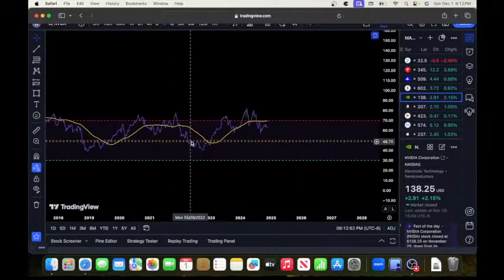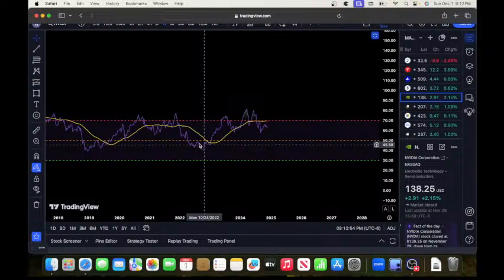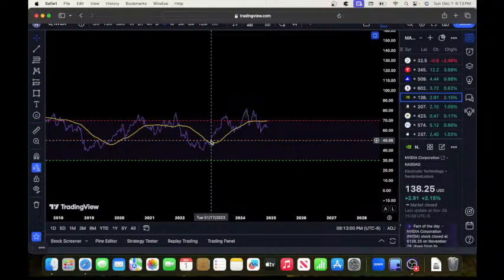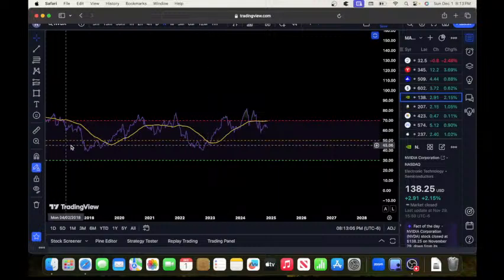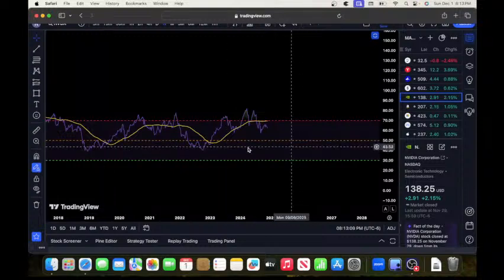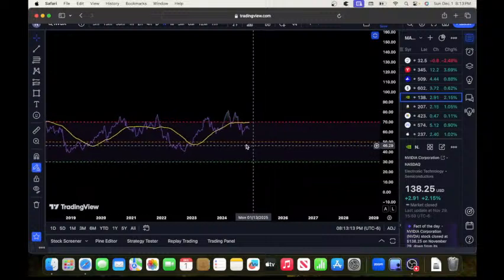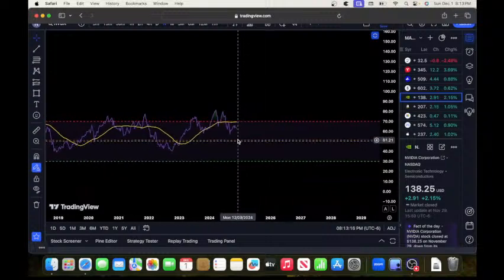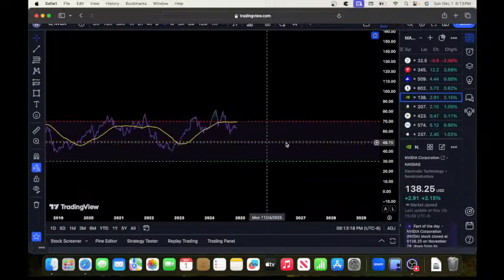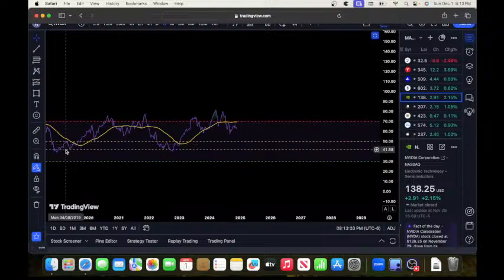The last time that it's been below the 50 was from April to, this was 2022. So pretty much this was 2018, 2019. So I'll be looking for another possible pullback on Nvidia down here because it's going to be due pretty soon.